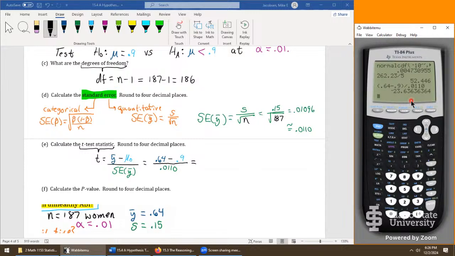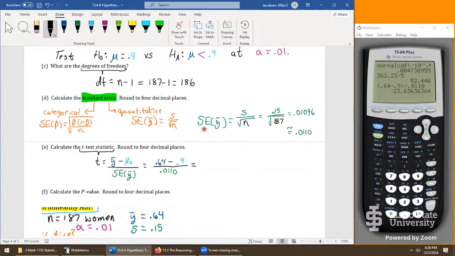This is so far away, the calculator is going to struggle to give us a p-value that's not zero at this point. I don't think it can. But that tells us we are assuredly, at any significance level alpha, rejecting the null hypothesis. So this is one of those problems where the evidence is overwhelming against the null. So we've got negative 23.6364 upon rounding.